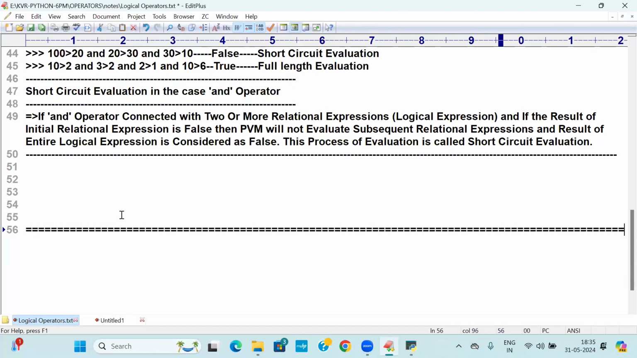Now I am ready to ask you special points. These are the most special points that MNCs will ask.